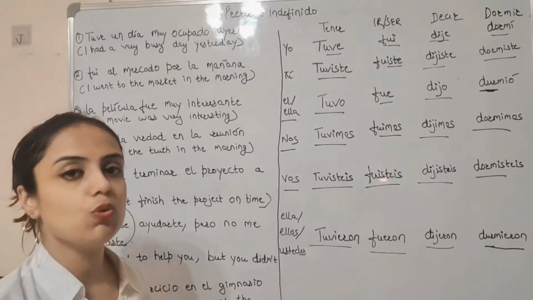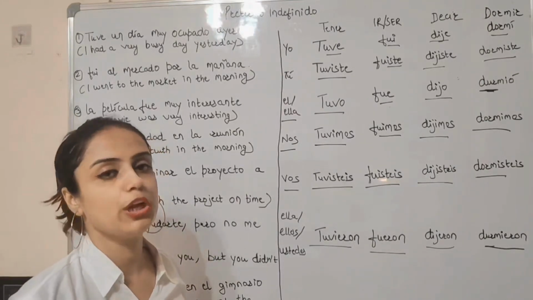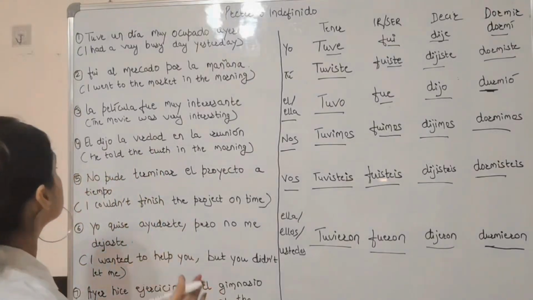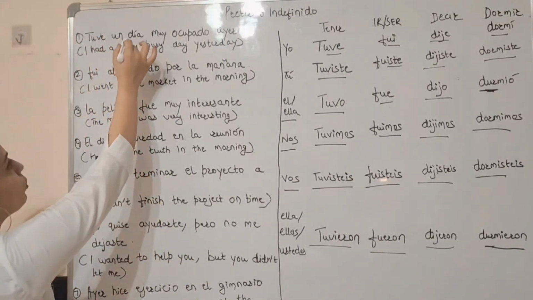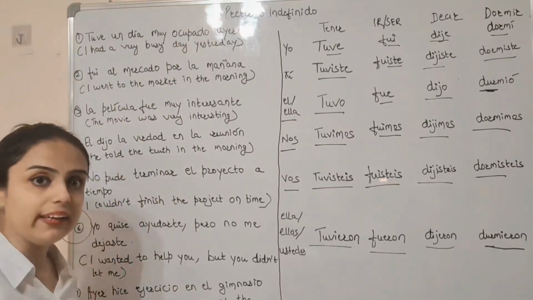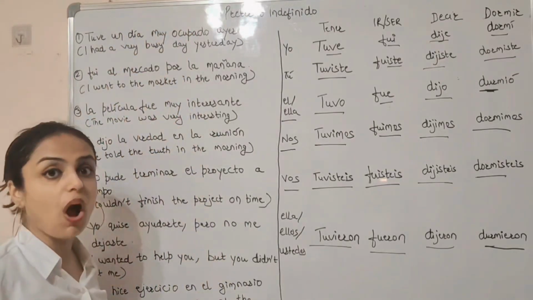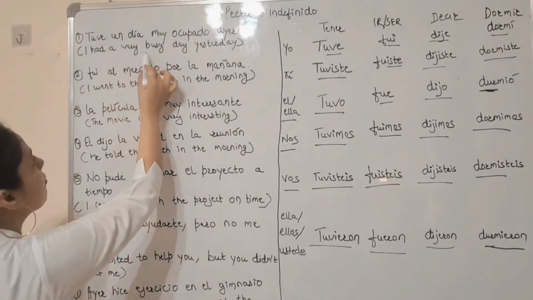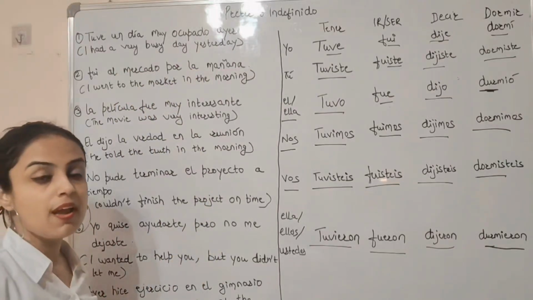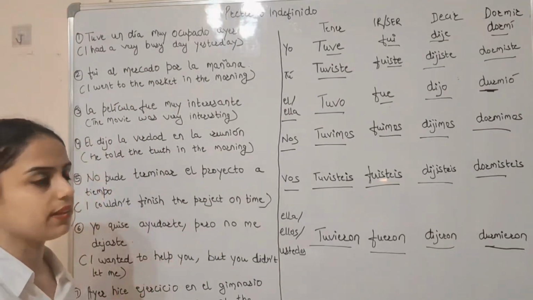Now I will give you the examples so that you can relate better. The first one is: Tuve un día muy ocupado ayer. Vale? Tuve un día muy ocupado ayer. That means I had a very busy day yesterday.